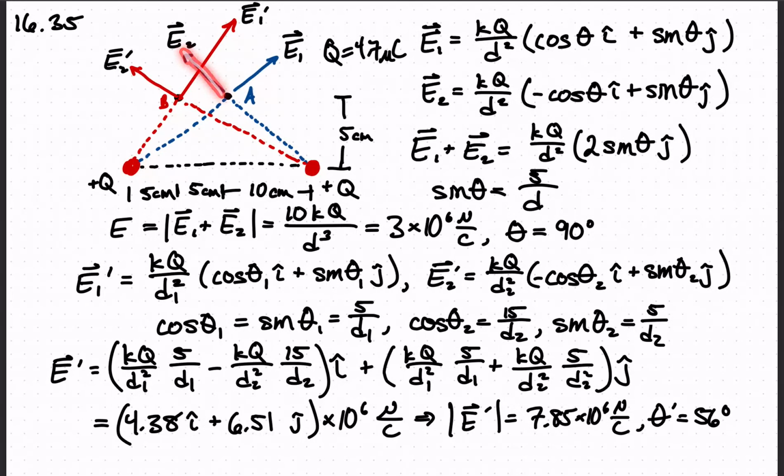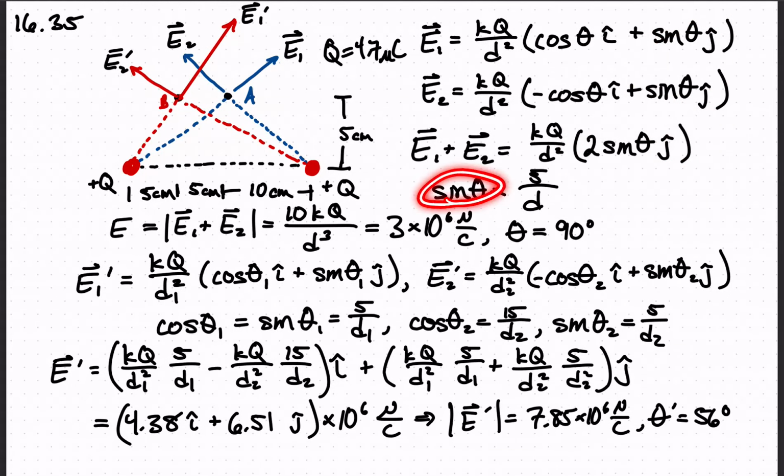So for point A, we can write down the electric field vector generated by this particle, and then also the one generated by this particle. The angle here is theta, and also here is theta. So we can see that they have the same magnitudes, and they have opposite direction in the x direction, but in the y direction, they have the same sign. So when we add these two vectors up, the x component drops out, and we get 2 times the y component. So we get a vector in the vertical direction.